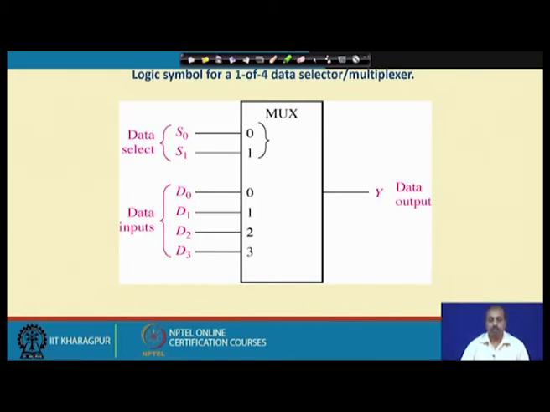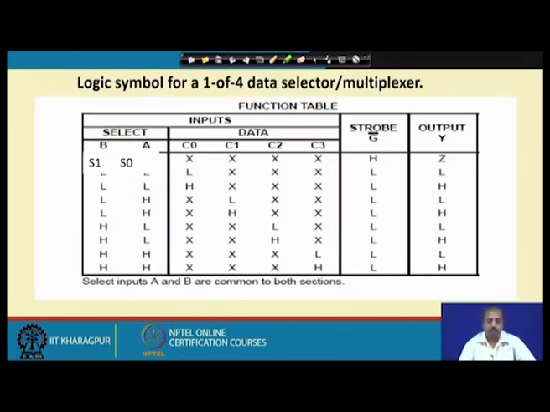Normally the data inputs are marked as D0, D1, D2, D3, or we write down the corresponding decimal values that correspond to the weight. The select inputs are normally written as S0, S1, and there we also tell which one is LSB and which one is MSB by putting that 0 and 1 numbering. So, this is the logic symbol for a 4:1 one-of-4 data selector or 4:1 multiplexer.